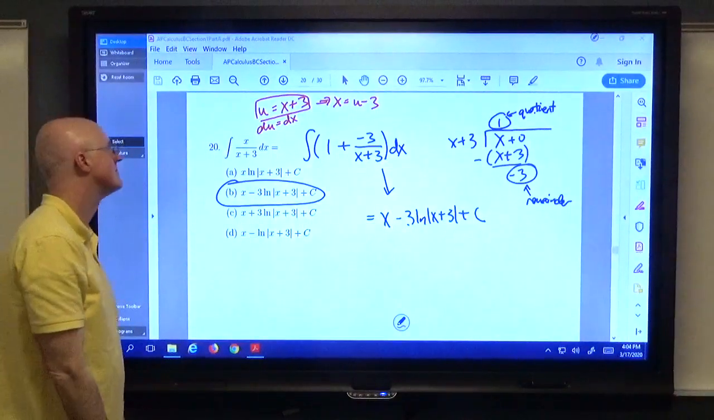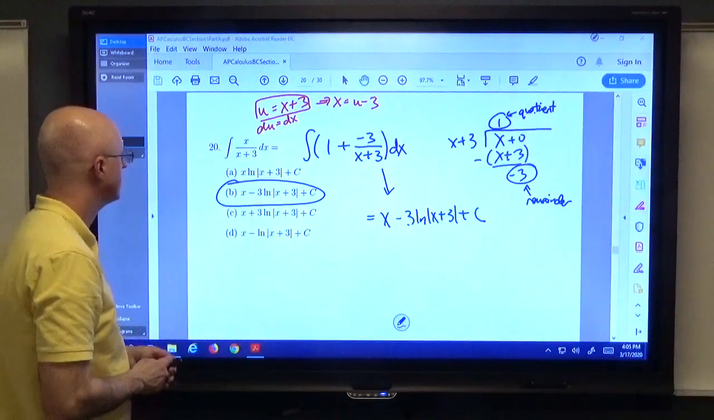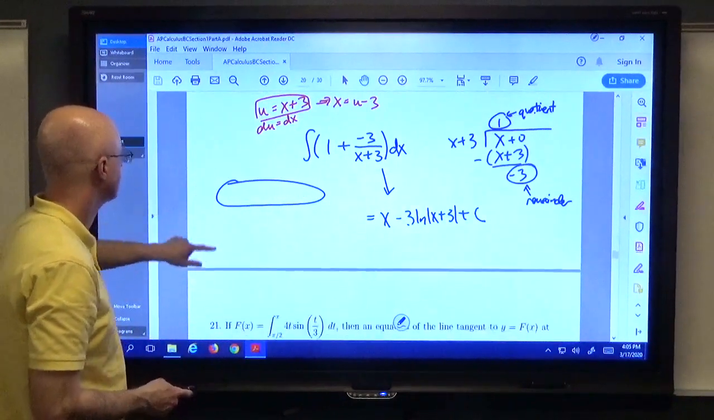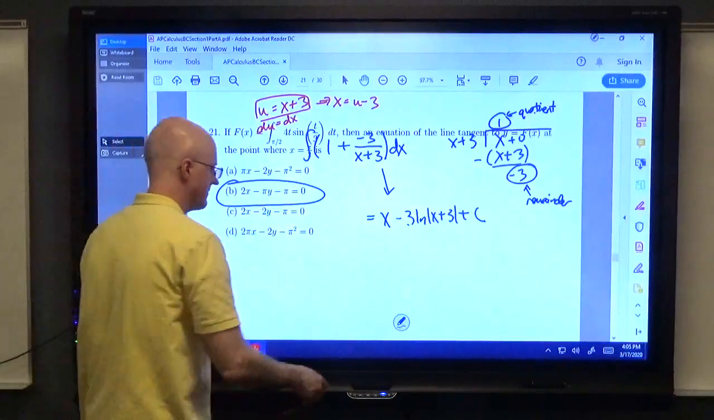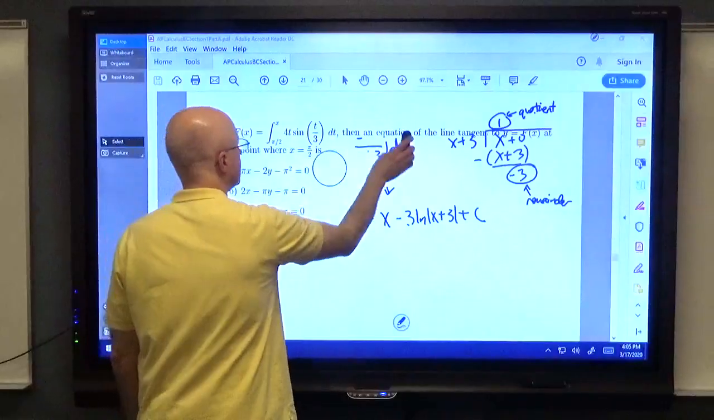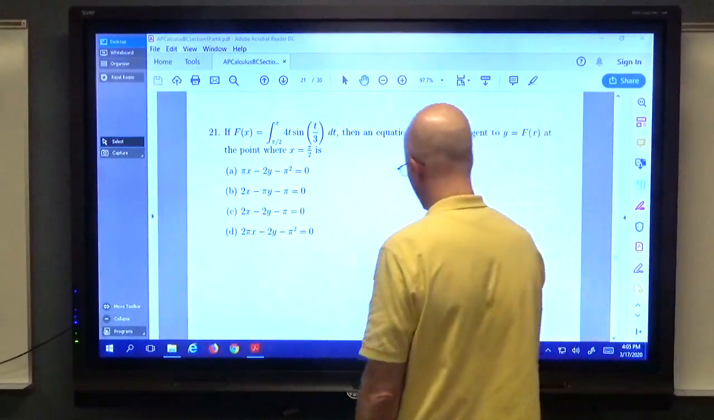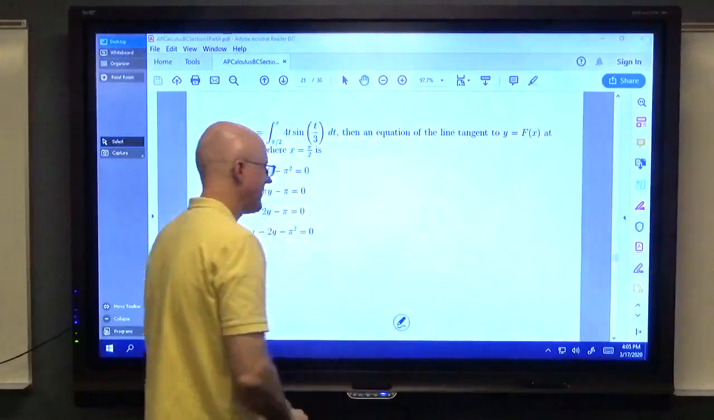Okay? But either method is technically valid. This one's not as hard as it looks. Here we go again, second FTC problem. They're almost always easier than they look.